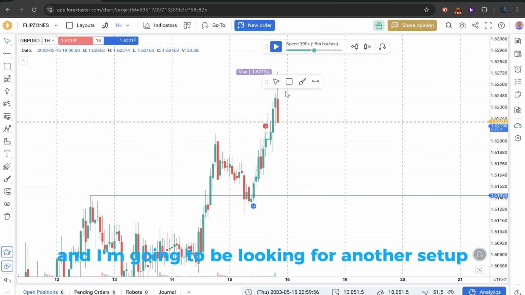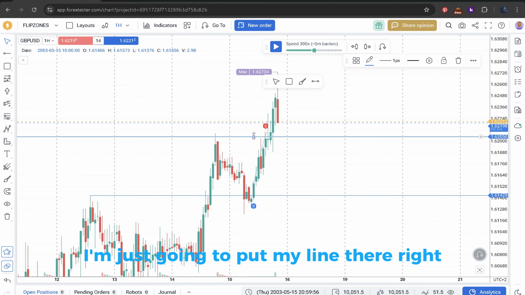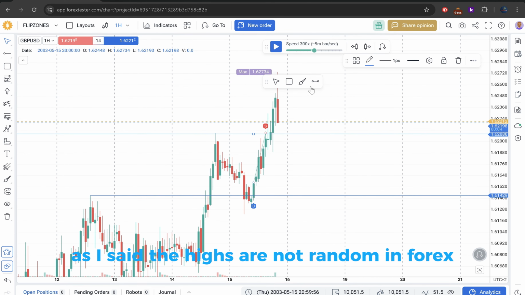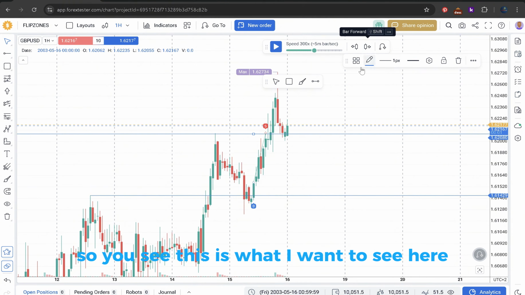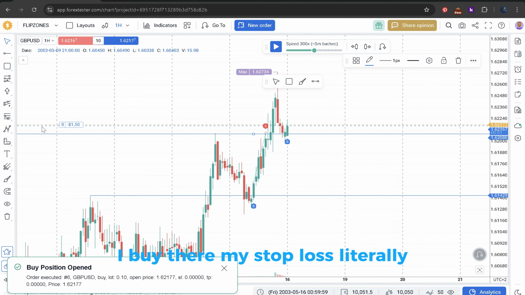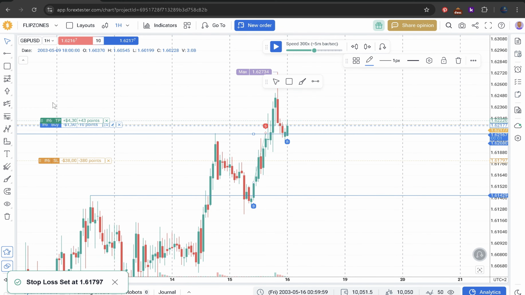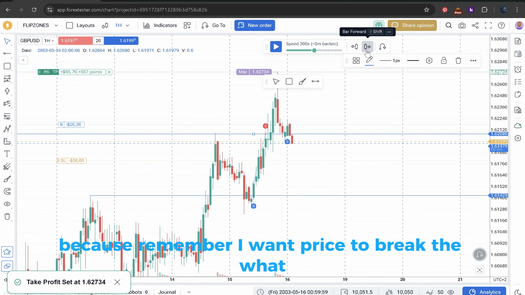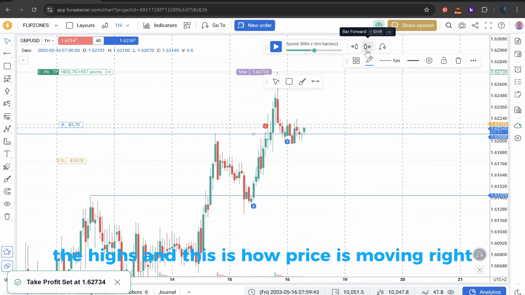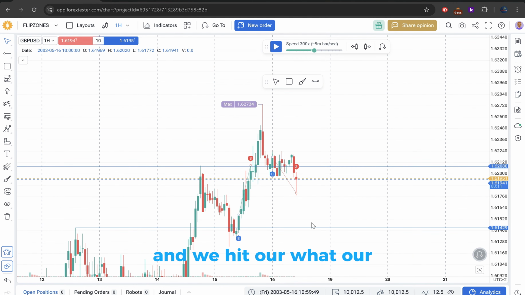And this is another setup. What am I going to do? I'm just going to put my line there, right? This is the high. As I said, the highs are not random in forex. Nothing is random in life generally. So you see, this is what I want to see here. I just press buy, right? I buy there. My stop loss, I just put just below here, and the take profit above the high, because remember, I want price to break the highs, and this is how price is moving, right? And we hit our stop loss, as you can see.